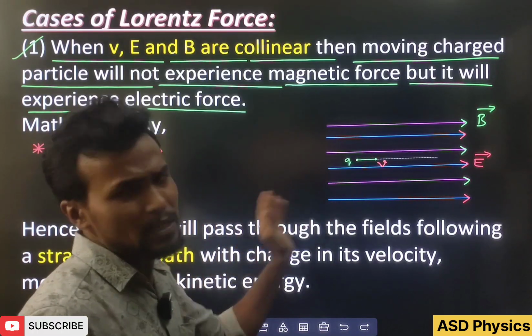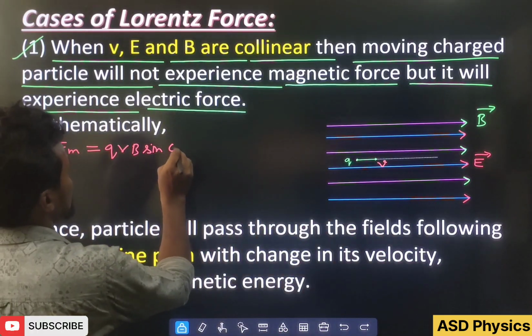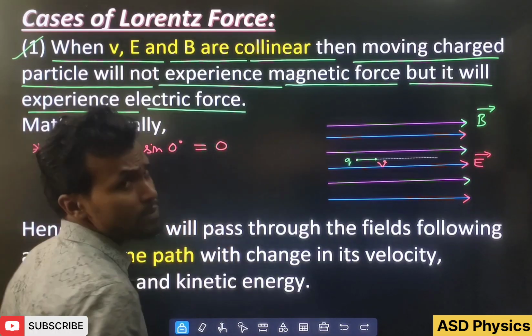0 degree. Even they can move anti-parallel also, not a problem. In that situation, 180 degree. Okay, so let's take here. So what will this become here? This will become 0.